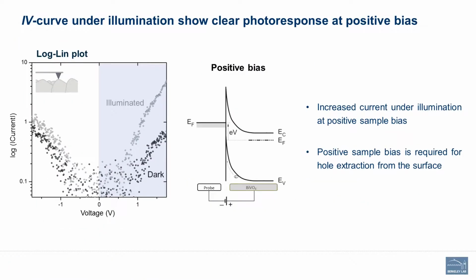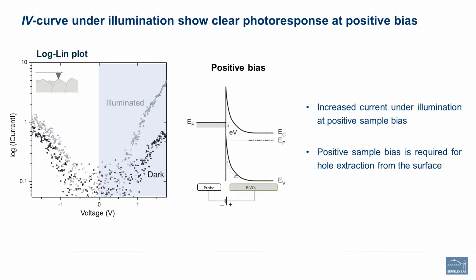IV curves were recorded on top of a single grain, and they can be performed in the dark and under illumination. Under illumination, we see a clear photoresponse in the positive bias regime. The positive bias regime is in agreement with the operation conditions in the photoelectrochemical cell. The electrons are extracted by the FTO back contact, and the electrons go to the surface where they can take part in the reaction. Therefore, we will focus on the positive bias regime in the following.